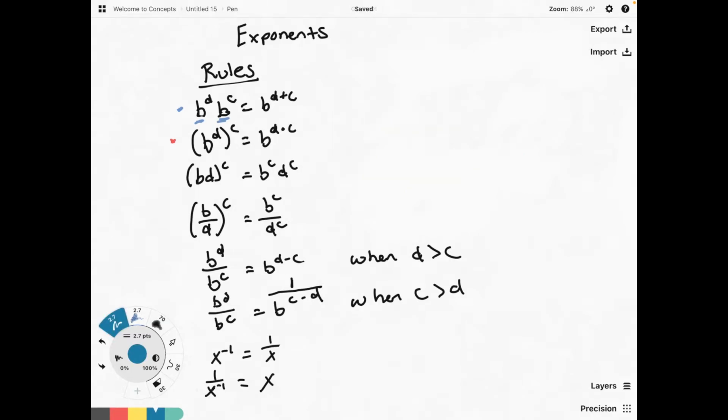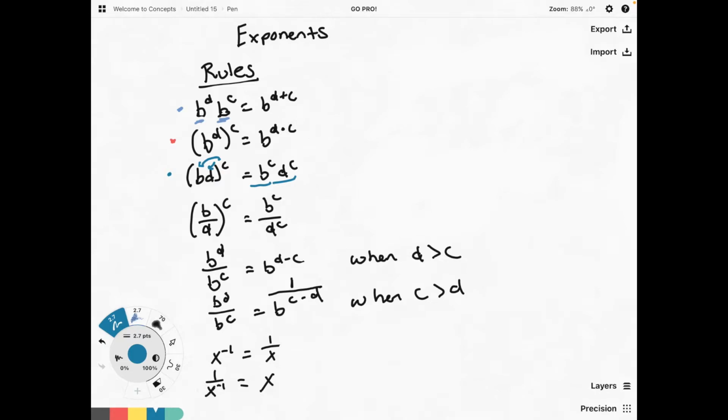All right, looking at our next rule, we have b times d and that quantity raised to the c power. So similar to our last example, we can take this c and distribute it into each item within that parentheses, and so that can be rewritten as b to the c power multiplied by d to the c power.